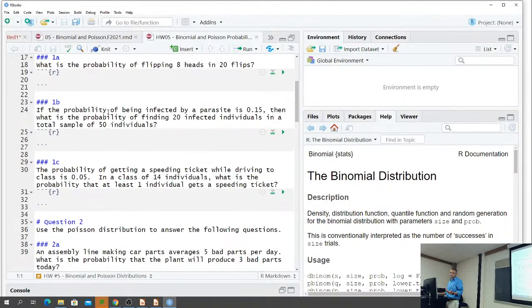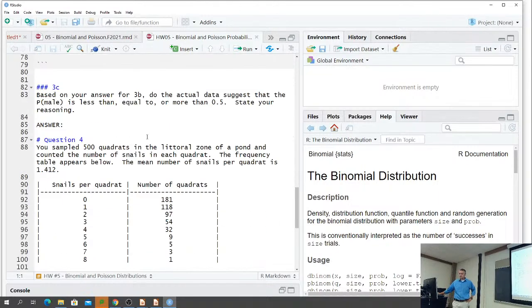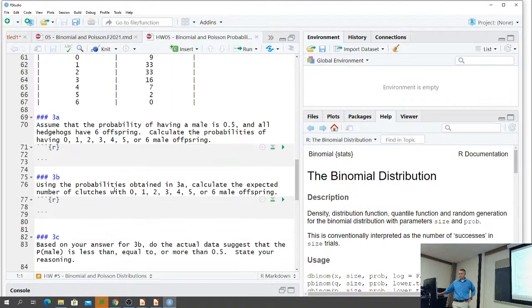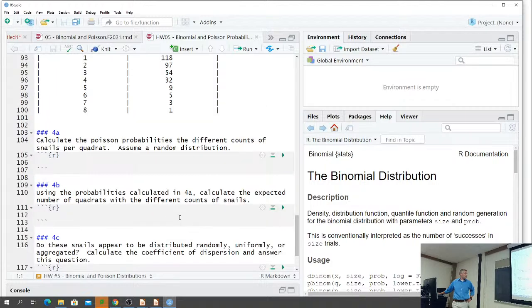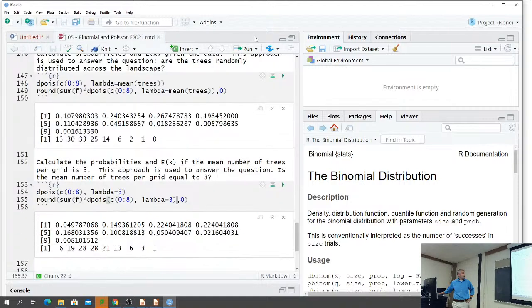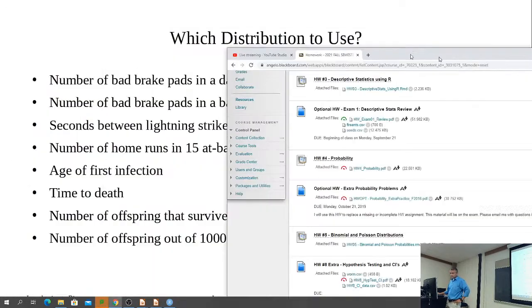It really is calculating probabilities using the dbinom function and so forth, and then doing these frequency tables, like expected numbers and coefficient of dispersion and so forth. So that's been posted because we are finishing that up today.